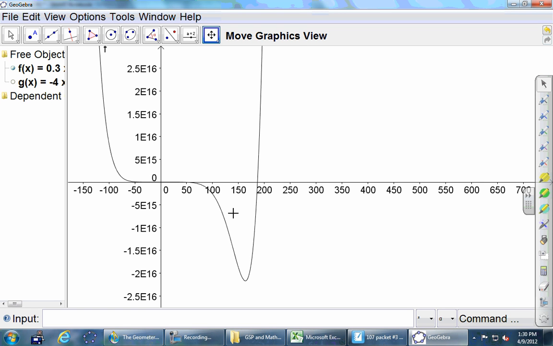10 to the 16, is that like billion? What is that? 10 to the 16 is on the order of 10 quadrillion. It's a lot. So 1 followed by 16 zeros.